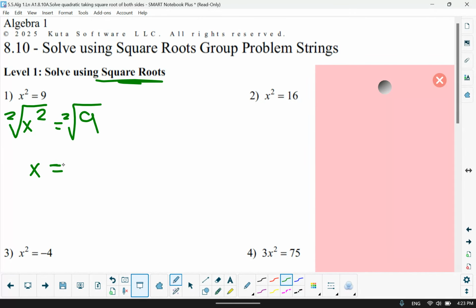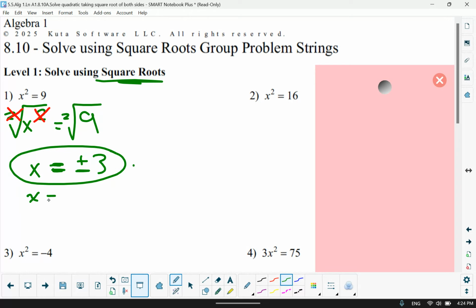Being fair to both sides keeps us balanced, but I do recall that when we take the square root of something, we could have a positive or a negative. Now, I often will cross off my inverse operations. Hey, look what's left. x equals, that is precisely what we wanted. And x could be a positive 3 or a negative 3. I'm going to get you used to writing it with the plus or minus symbol.